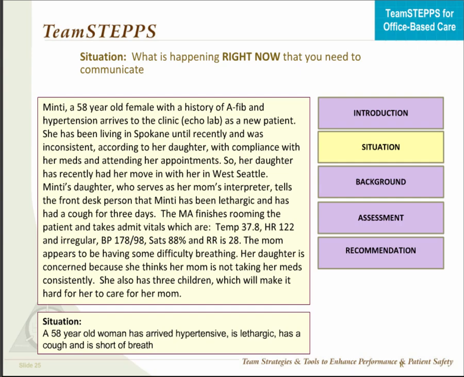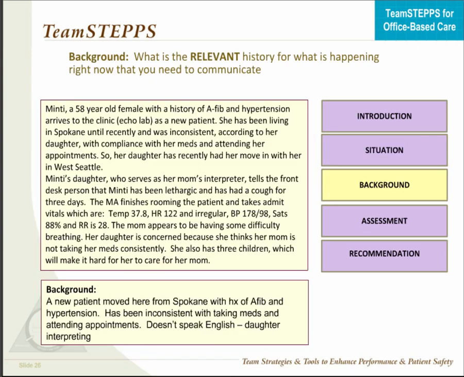The first one, we walk through it with them. So for example, what is the situation? It would be a 58-year-old woman who has arrived hypertensive, is lethargic, and has a cough and is short of breath. That's the situation pulled out of that long narrative that you see there. Then we go to the background, from the exact same narrative: a new patient moved here from Spokane with a history of AFib and hypertension, has been inconsistent with taking meds and attending appointments, and doesn't speak English, and the daughter is interpreting.